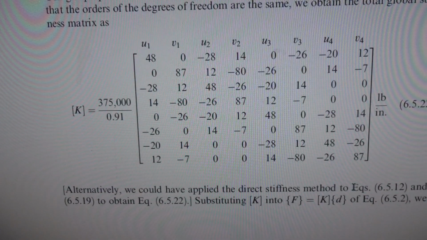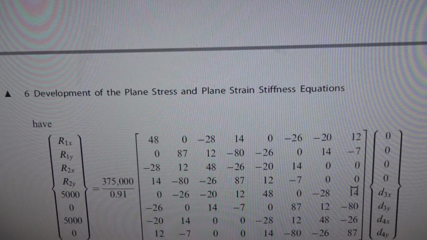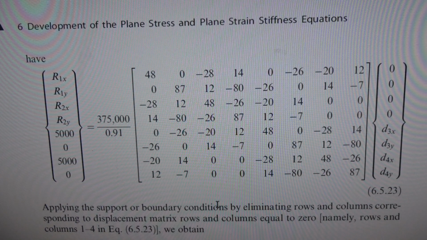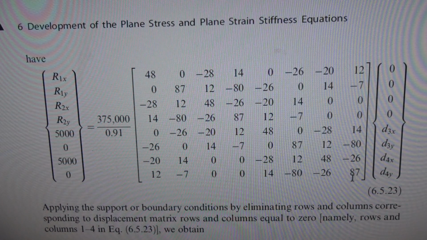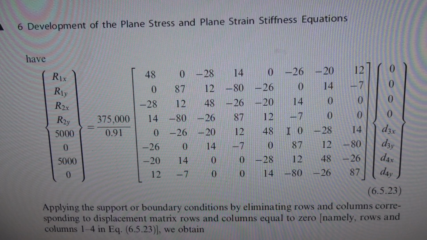Global stiffness matrix. Now apply the boundary conditions. Finally, we have the assembled matrix, and we apply the boundary conditions. First row first column 0, second row second column 0, third row third column, fourth row fourth column 0. So the remaining matrix will be this one, and the remaining force is this one.